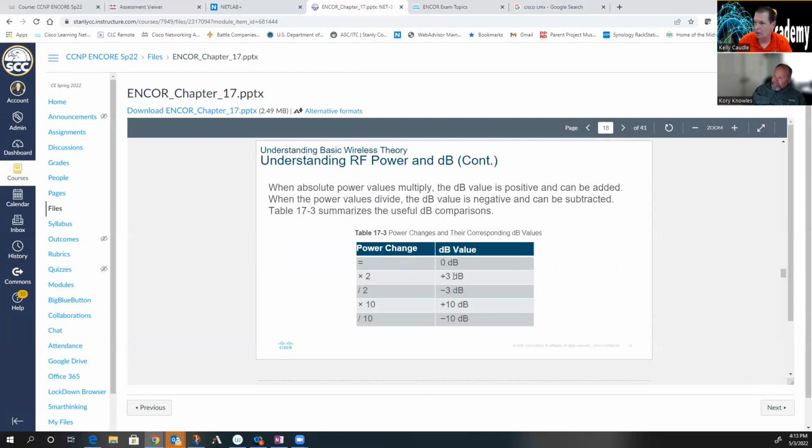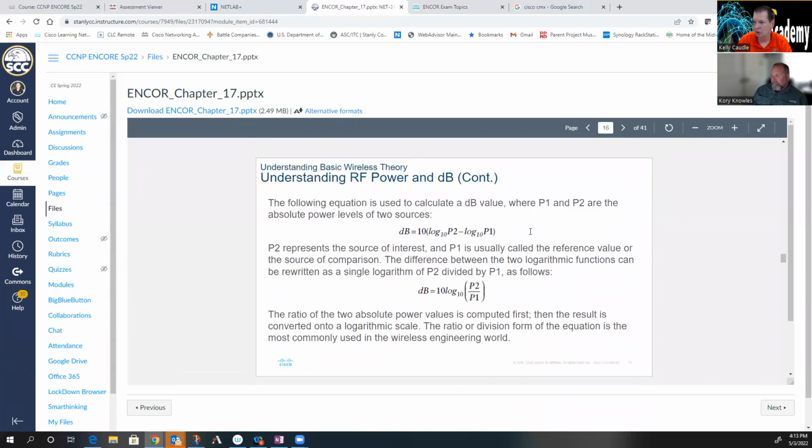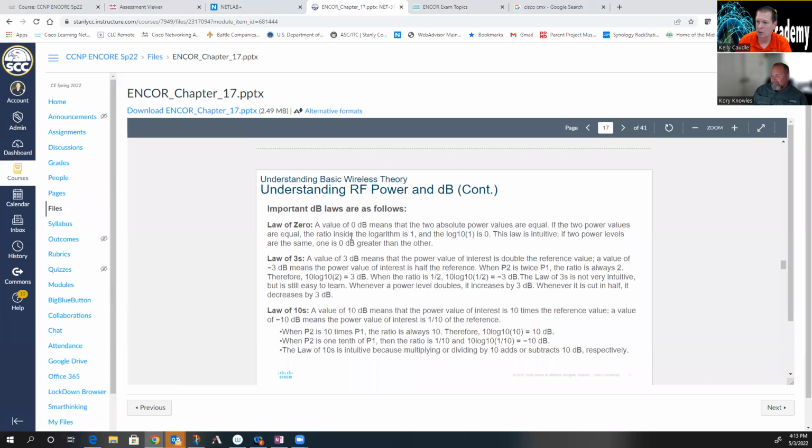Let's see here. The powers of 3s and 10s: anytime you raise it by 3 dB, it means the power doubles. If you raise it by 10, it goes up 10 times the reference value. And this is, by the way, very confusing when you look at it, but one of the things to know is that we measure this logarithmically. In other words, it goes up exponentially, pretty much. A logarithmic function.